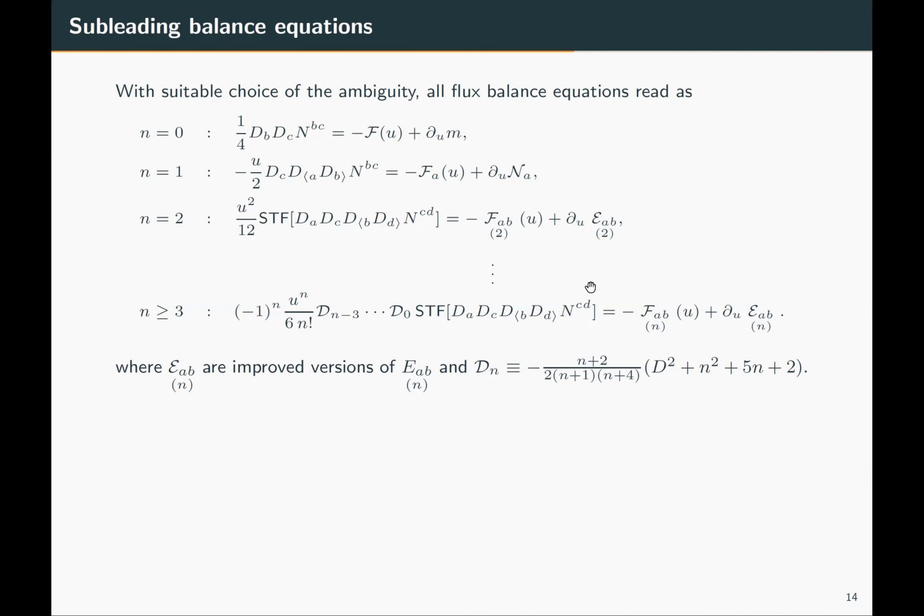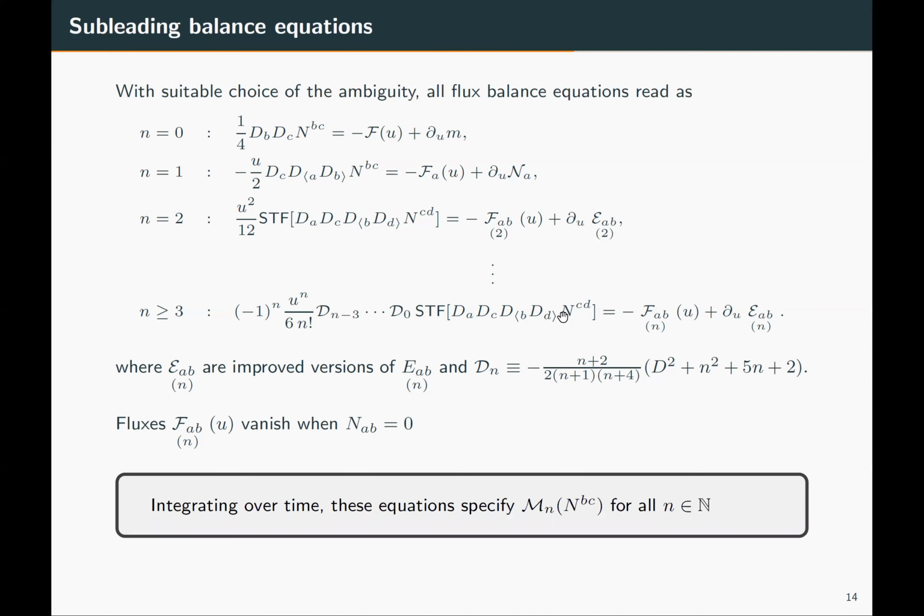You have the news tensor multiplied by u to the power n. And then you have some spherical operators, derivatives acting on the news. And on the right-hand side, you have the flux, which is vanishing when the news is 0. And then you have the time derivative of your aspect at order n.